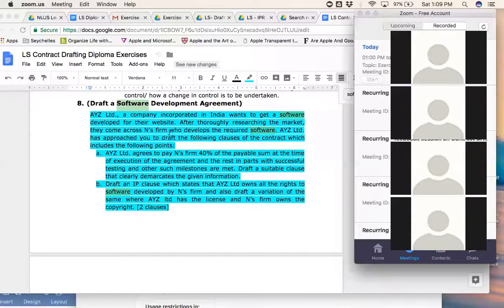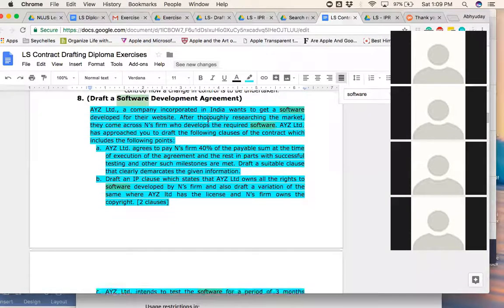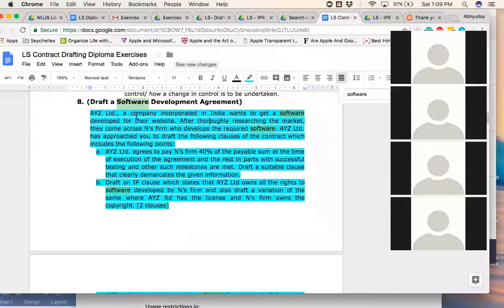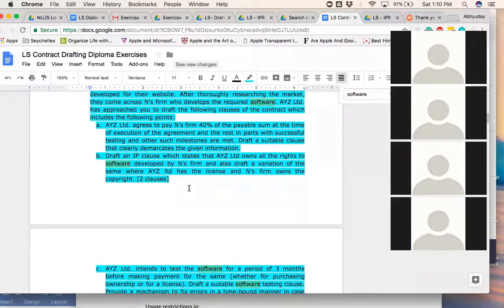Okay, so let's revisit the problem. It was about drafting a software development agreement. I'm sharing my screen with you. Can you see the screen? Is my screen visible? Okay. Yes. So AYZ Limited, a company incorporated in India, wants to get a software developed for their website. Now they come across this firm which develops the required software and asks you to draft certain clauses.